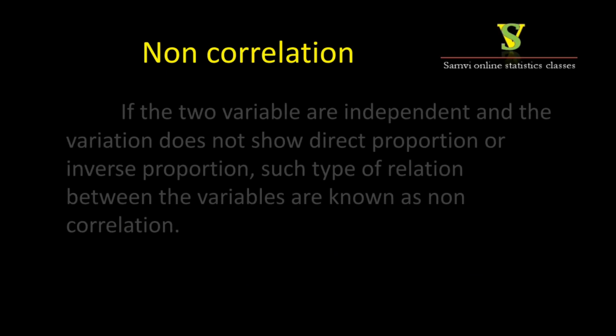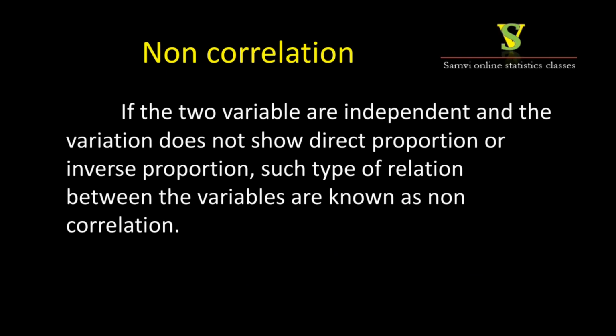So it is defined like this. If the two variables are independent and the variation does not show direct proportion or inverse proportion, such a relation between the variables is known as non-correlation. This is also known as zero correlation.